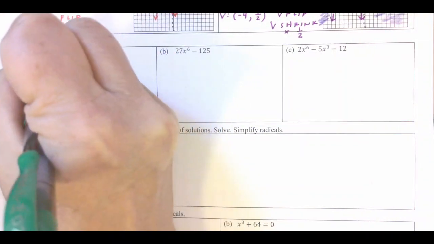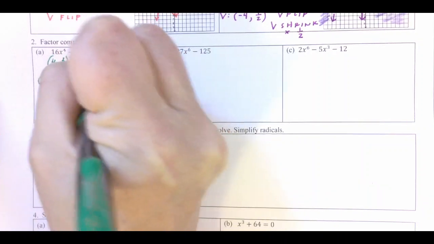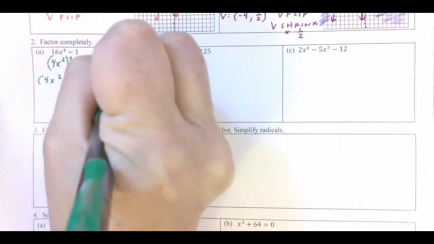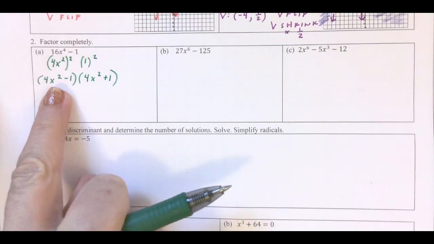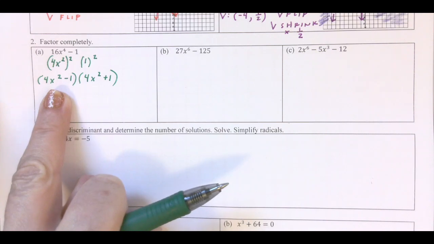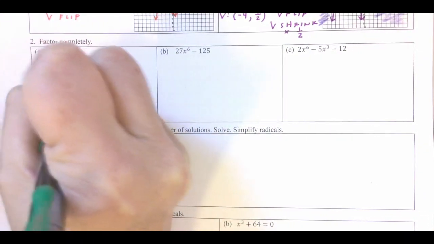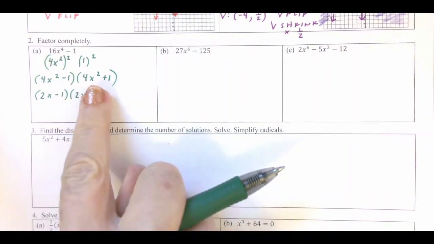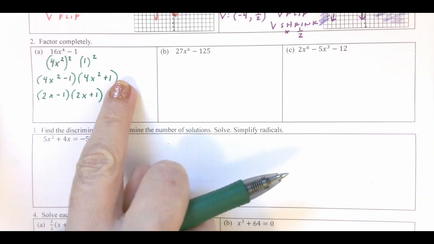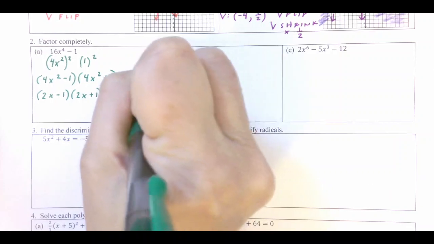It breaks into 4x squared minus 1 times 4x squared plus 1. But when I stare at it, I notice that right over here, this is still a difference of two squares. This is 2x in parentheses squared. This is 1 squared. So one more layer, 2x minus 1 times 2x plus 1. There is no sum of two squares. There's nothing else to do here. This stays put as 4x squared plus 1.